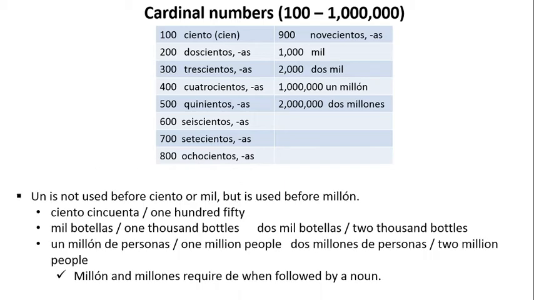Now here, we can see that un is not used before ciento or mil, but is used before millón. For example, ciento cincuenta is 150. Mil botellas is 1,000 bottles. Dos mil botellas is 2,000 bottles. Un millón de personas is 1 million people. Dos millones de personas is 2 million people. Millón and millones require de when followed by a noun.